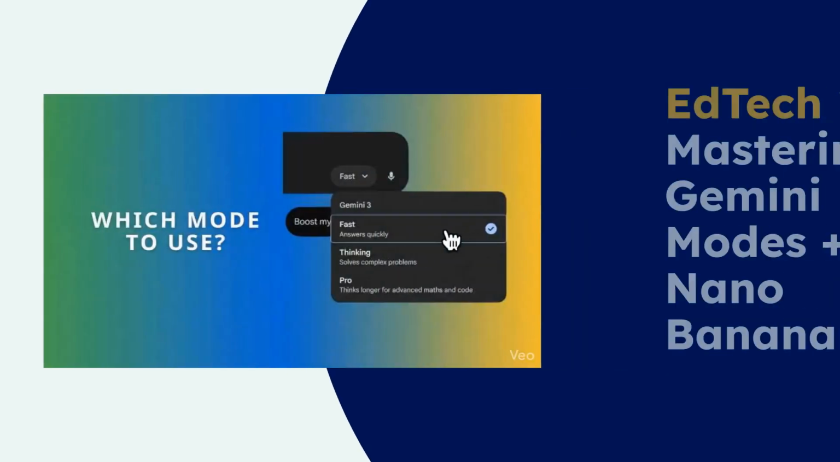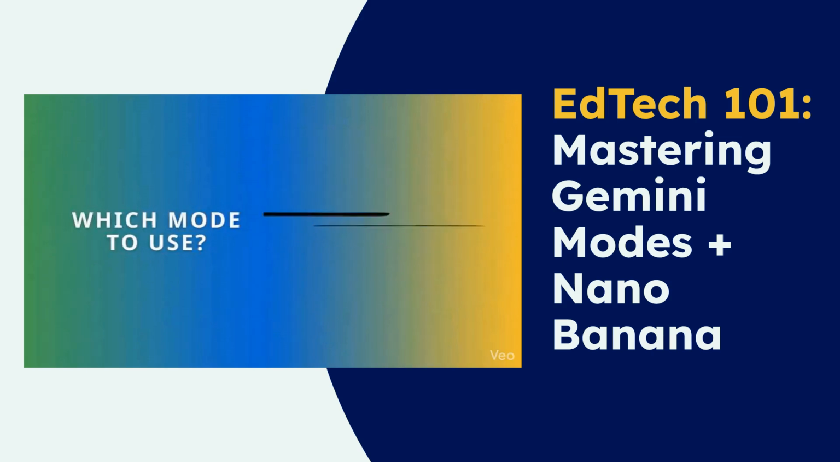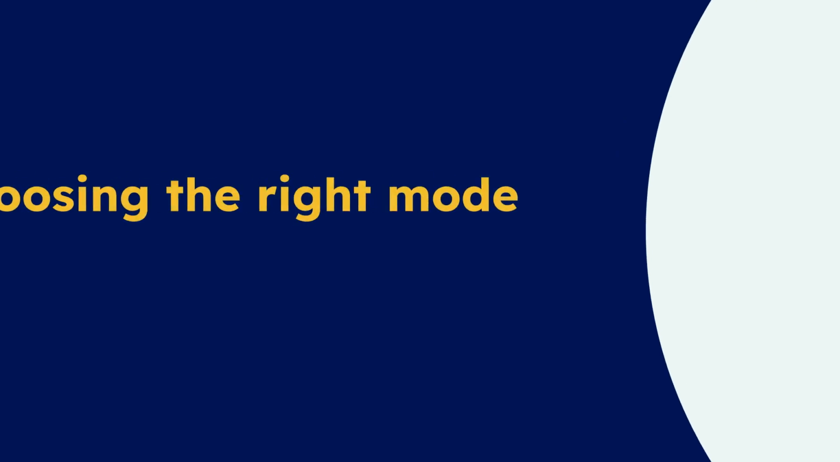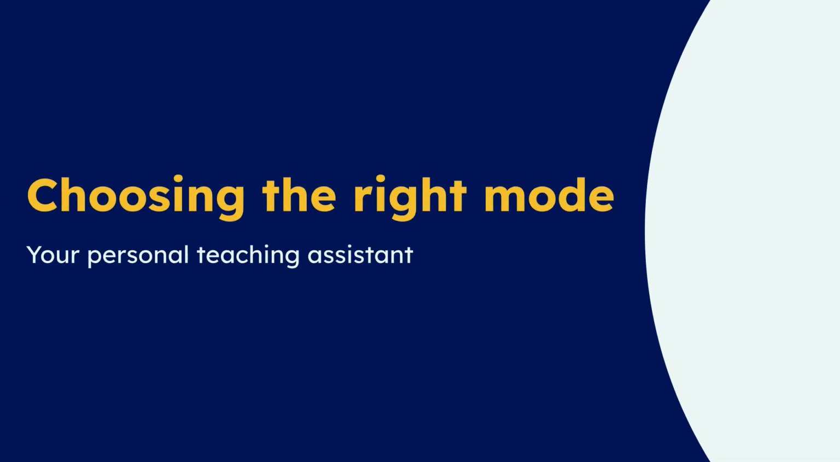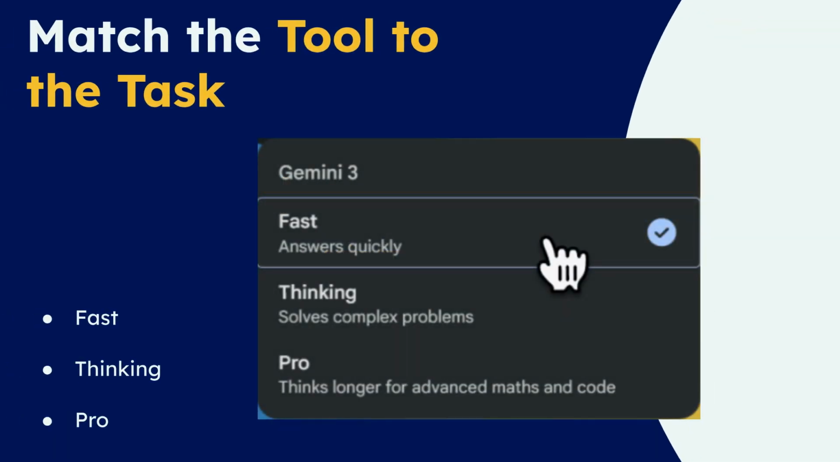Welcome, Sweetwater educators. This tutorial is all about mastering Gemini modes and Nano Banana for maximum efficiency in the classroom. We use Gemini as our personal teaching assistant, but choosing the right mode is the key to reclaiming your prep time. Just like we pick different tools for different lessons, Gemini offers 3 speeds: fast, thinking, and pro.